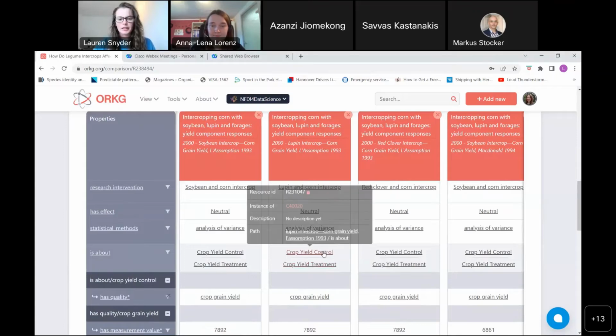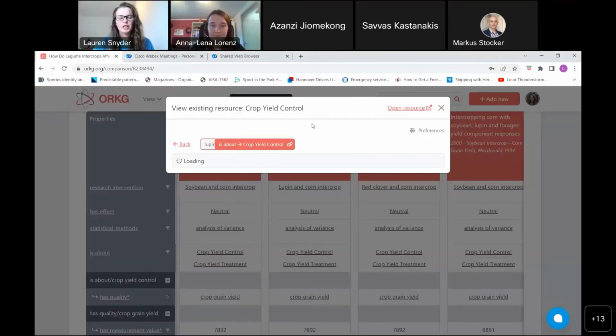So if we click here, I can get more information about the crop yield of the control. And we can see it has a quality, which is crop grain yield. And this is important because, as Anna was explaining, this is how we can link data across different comparisons and collate it into a larger data set.